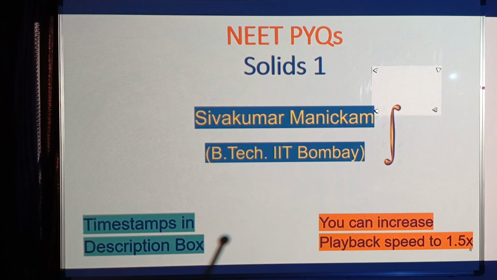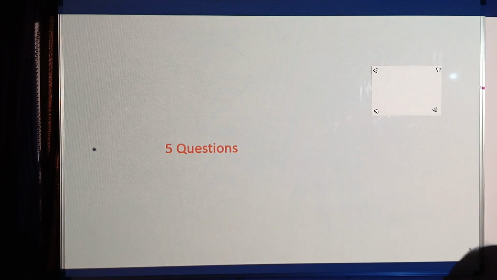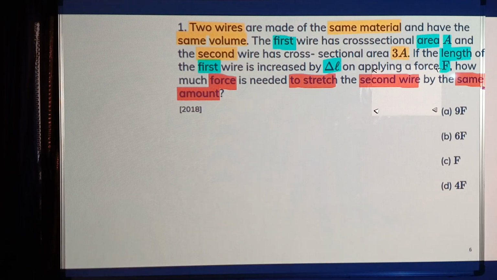Timestamps are given in the description box. You can watch parts of the video if you're running short of time. I'll discuss some 5 questions. This is the first one.